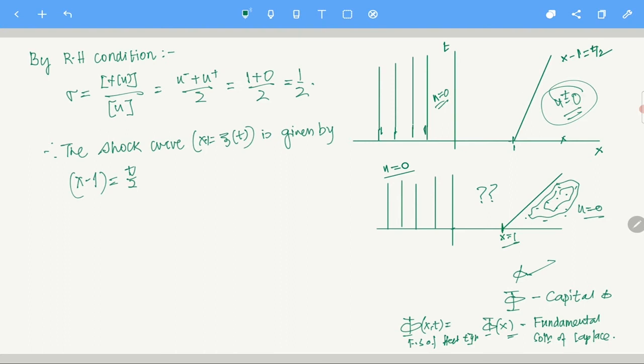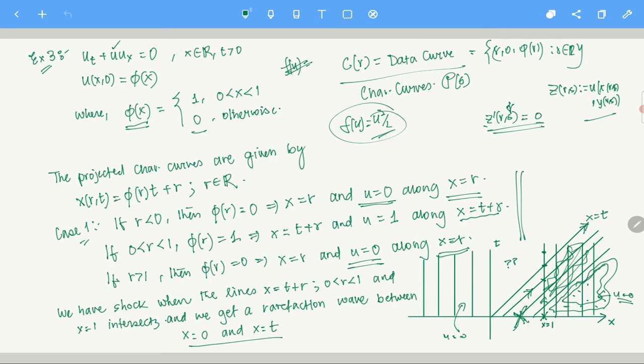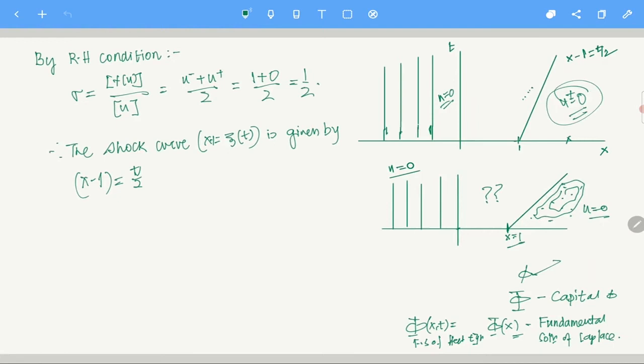Clear? Now I don't know what u is in these parts, so I have to find it. This is a shock curve, I know u plus is going to be 0 here. What is u minus here? Since there is an initial condition given here, what is the value of u here? It is 1, right? And it is getting carried forward. So on one side of the shock curve you can write 0, and on the other side u equals 1. Why? Because of the initial condition.